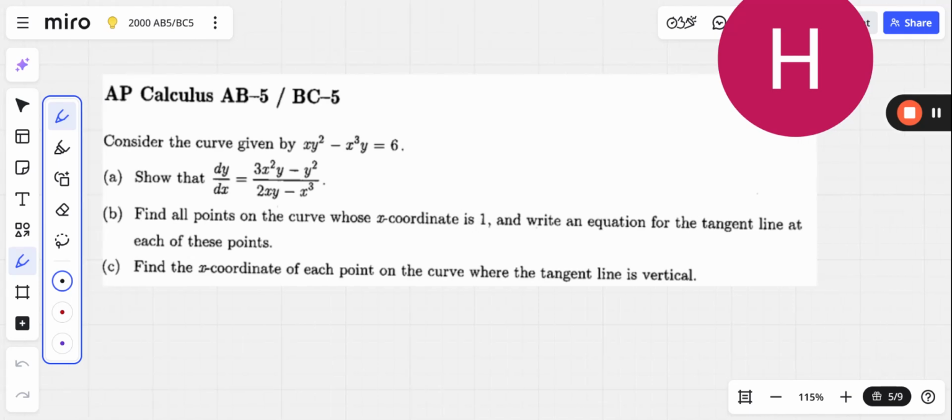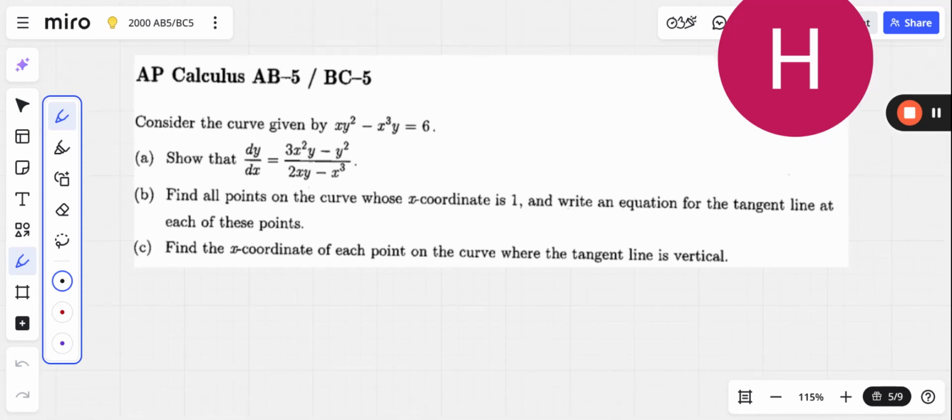And today we have a problem from the 2000 AP Calculus exam. This appeared on the AB and the BC exam. In the year 2000, beginning of the millennium, 20 years ago, 25 really.